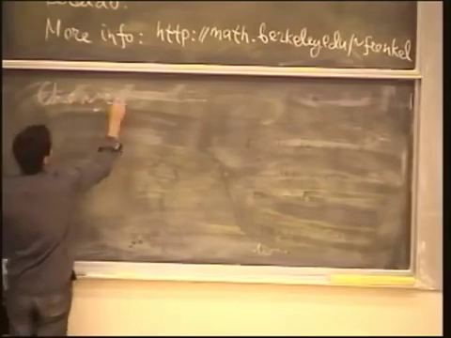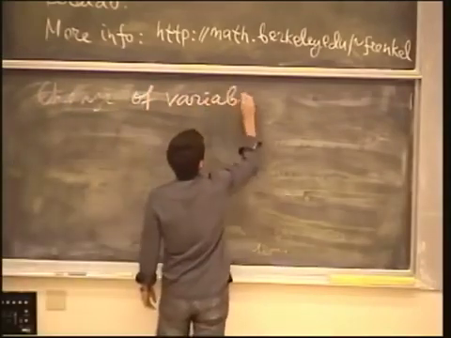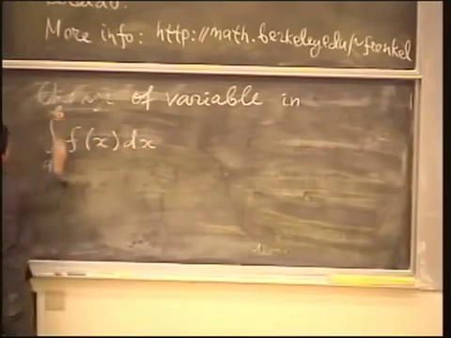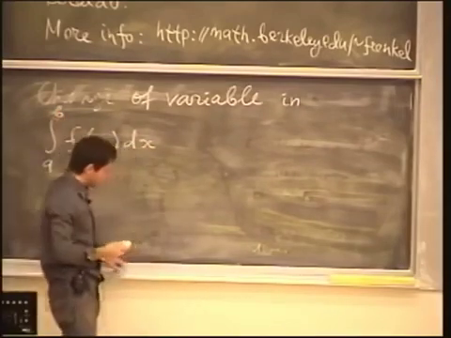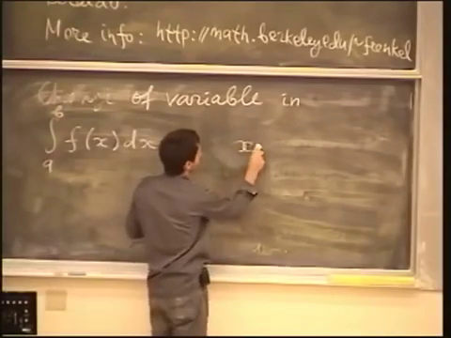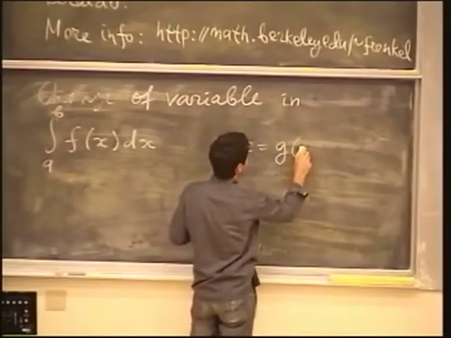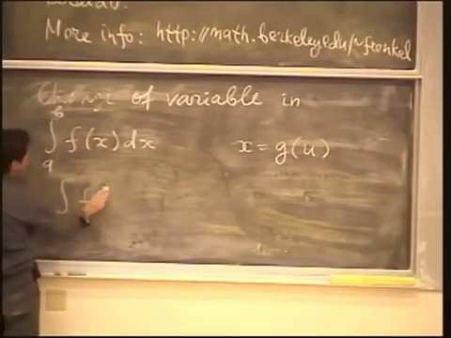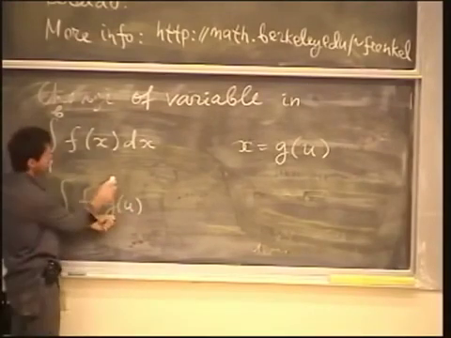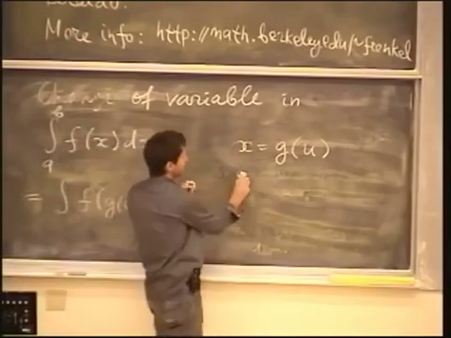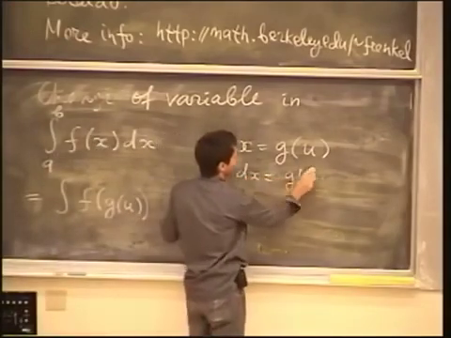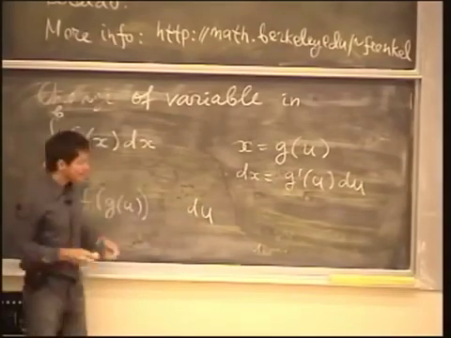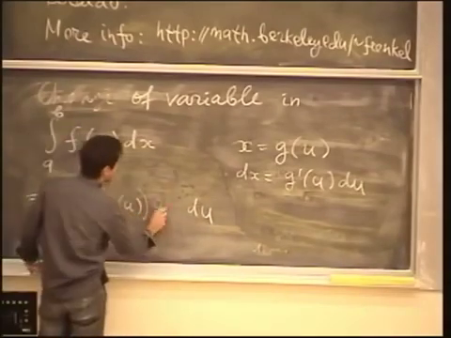So let's recall how this works. Change of variable in a single integral f of x dx. So we know how it works. We simply write x as a function, let's say g of some new variable u, and then what we do is we substitute this g of u instead of x in the integral. But in addition, we realize that dx is not du, but rather dx is g prime of u du. So it would be wrong to just write the integral as f times du, but instead there is this additional factor, which is g prime of u.